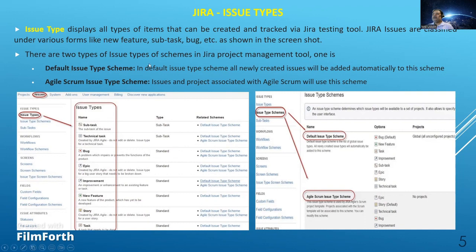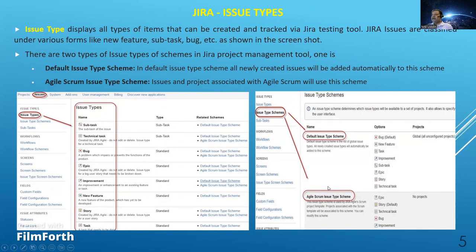So there are two other types of issue type schemes in the Jira project management tool. One is the default issue type scheme and one is the Agile Scrum issue type scheme. Default issue type scheme is the default. All newly created issues will be added automatically to the scheme. If you choose this default issue type scheme, these options will be added automatically. So whenever you're going to create an issue, you can choose anything from these options.